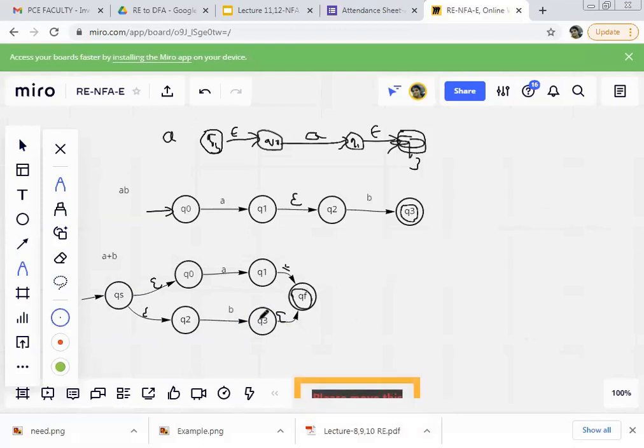Is A or B clear, students? Is A or B clear, everyone? Any doubt in A or B? With this basics, we'll be building the complex NFA with epsilon. Okay. So if you have any doubt, let me know.